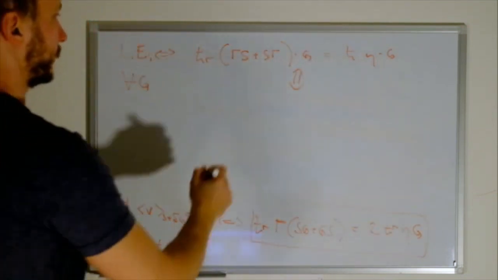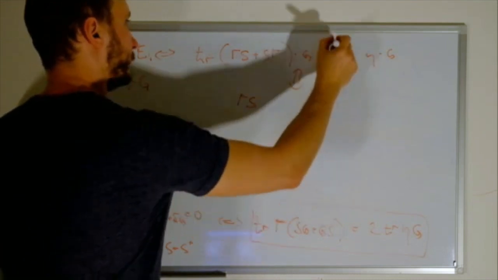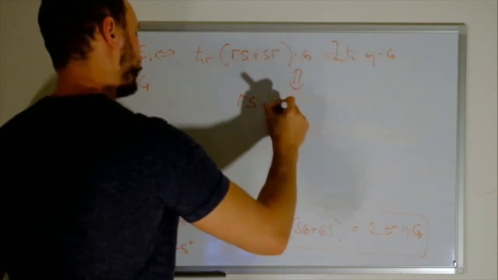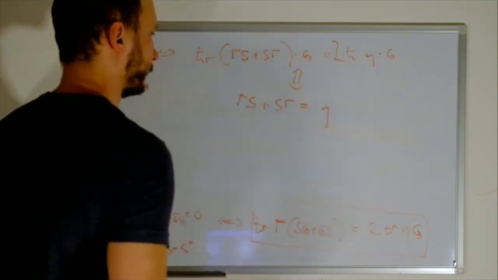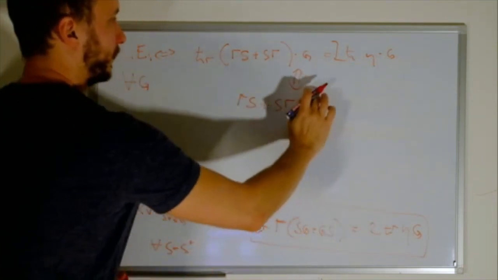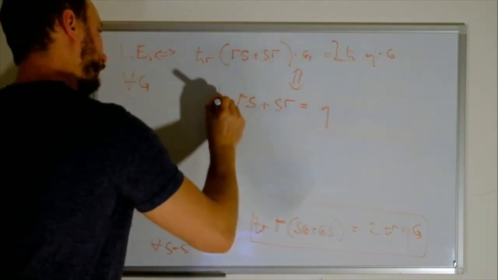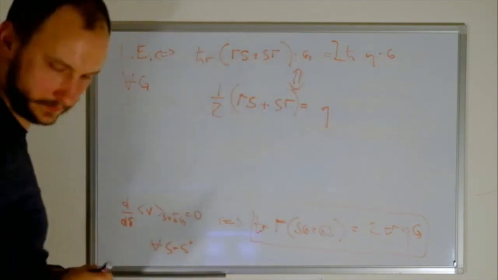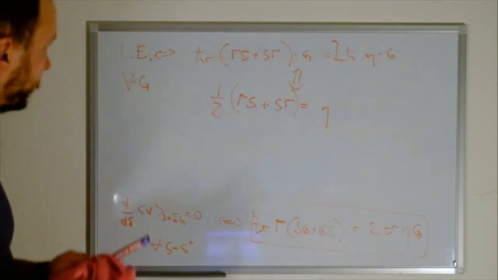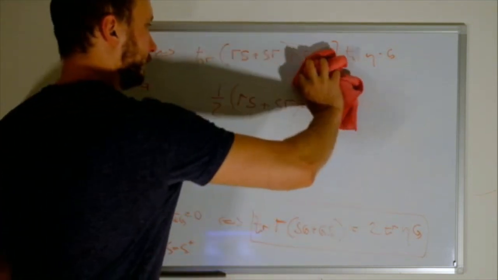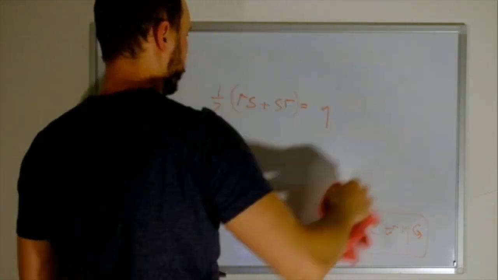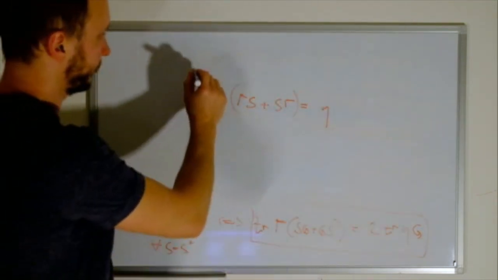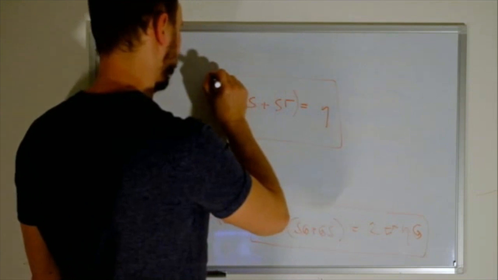And because it has to hold for any G, this is the same as just saying that gamma S plus S gamma is equal to eta. Or if you pass it on the other side, we get 1/2. I hope this reminds you of something, right? Because this is precisely the SLD equation.